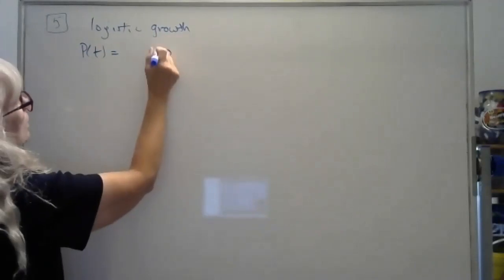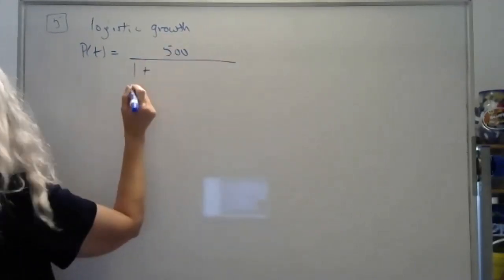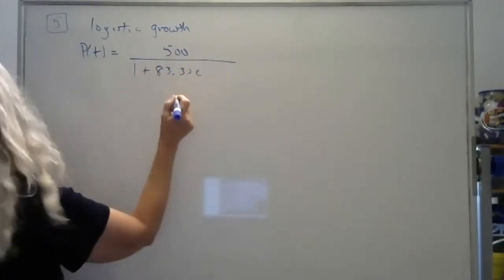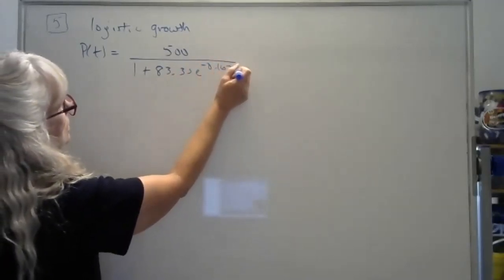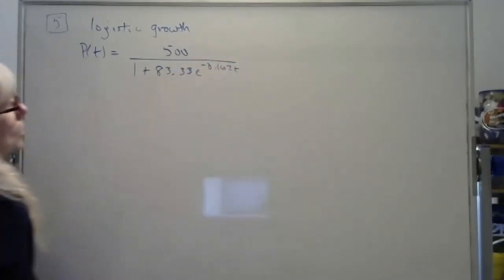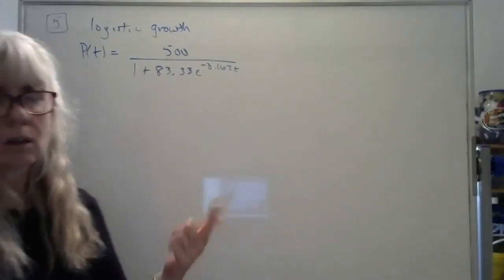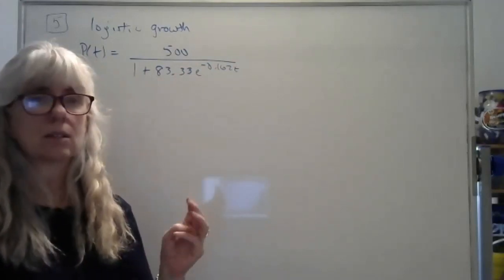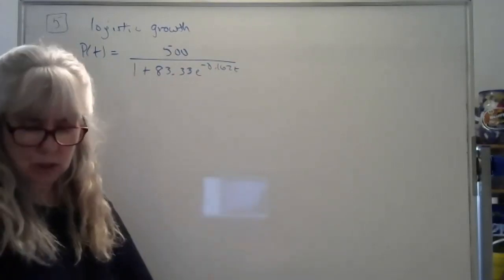So 500 all over 1 plus 83.33 e to the negative 0.162t. Okay, so what this takes into account are things such as oxygen. It takes into account water. It takes into account food supply. It also takes into account nesting areas, how crowded a population is, and so forth.